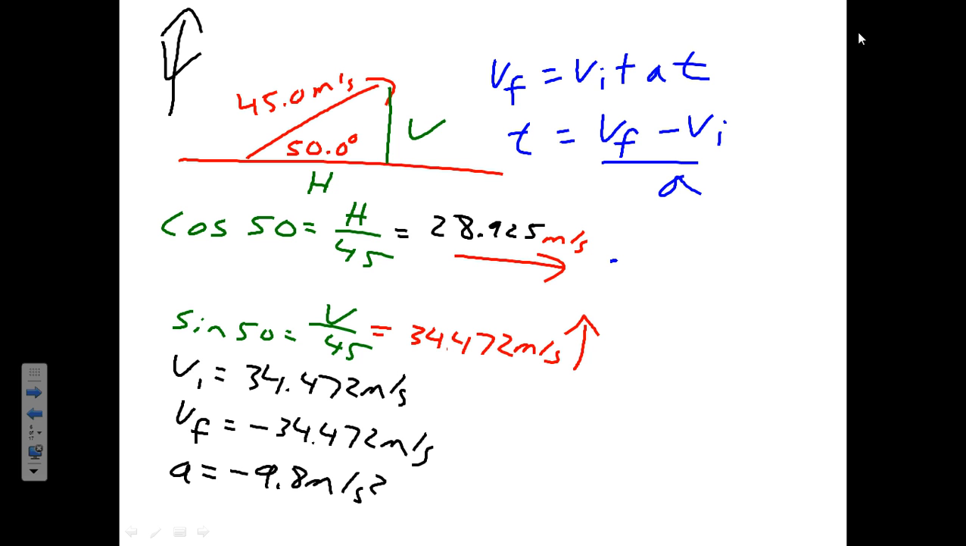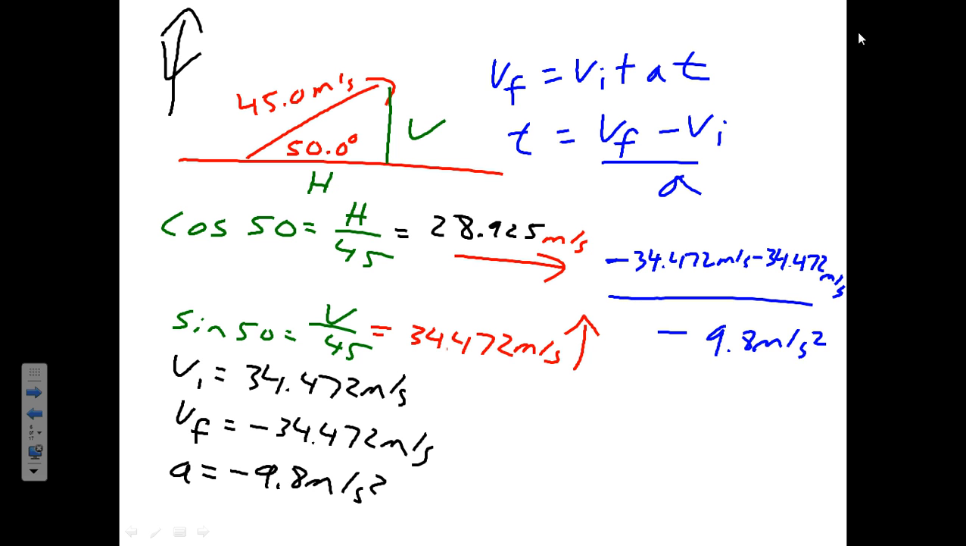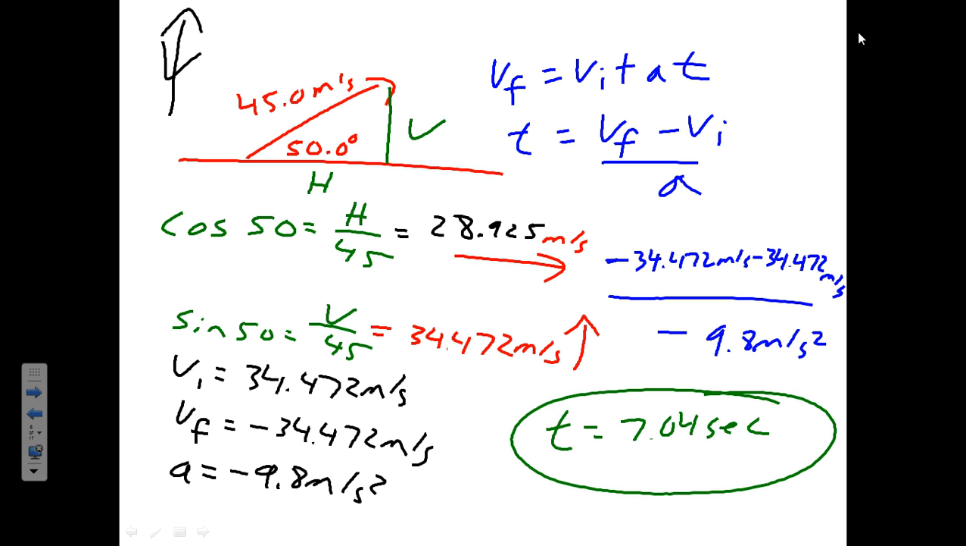So we'll go negative 34.472 minus 34.472, all divided by negative 9.8. All our units cancel out except seconds. Makes sense. We're looking for time. So when we work this out, we need 3 sig figs. Our time comes up to be 7.04 seconds. And that's the answer to the first part. Everybody okay with that?